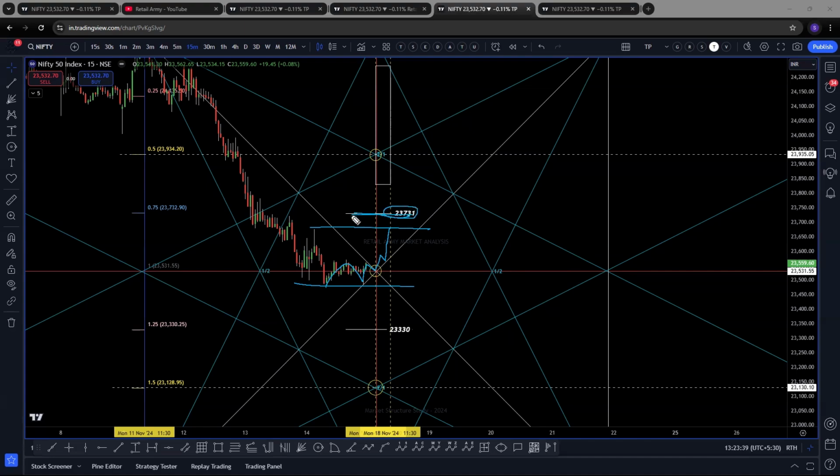So from this point, let the market decide if it wants to go higher or lower. This is where you must focus your setups. From here, a bullish setup or a bearish setup from this level, this is the reference level for the entire week.